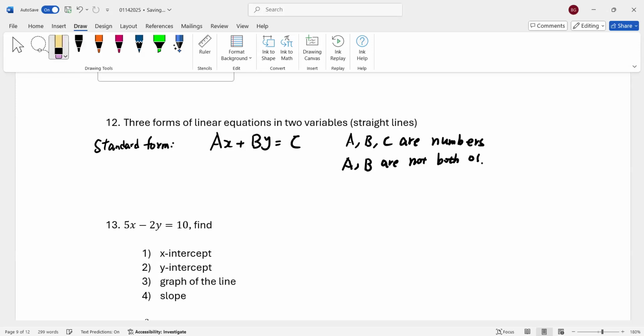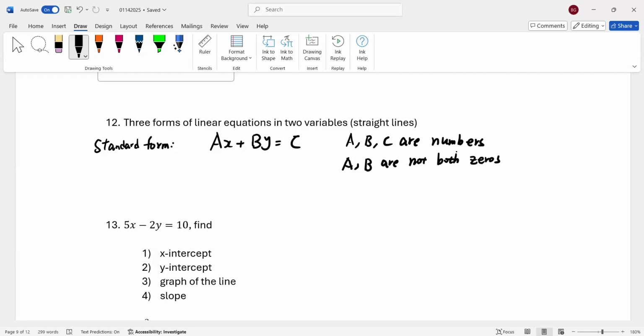There's a lot of details. Anything that can be written in this form is a linear equation in 2 variables that represents a straight line in a rectangular coordinate system, right? A here is the coefficient of x. B here is the coefficient of y. C here is the constant term on the right-hand side.